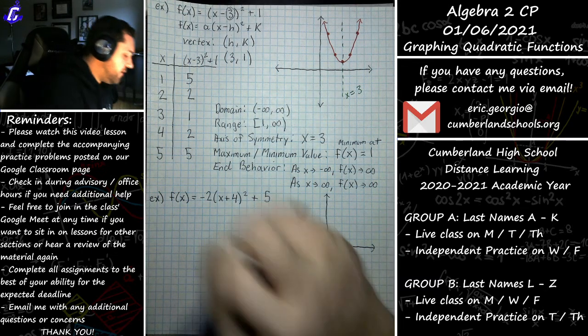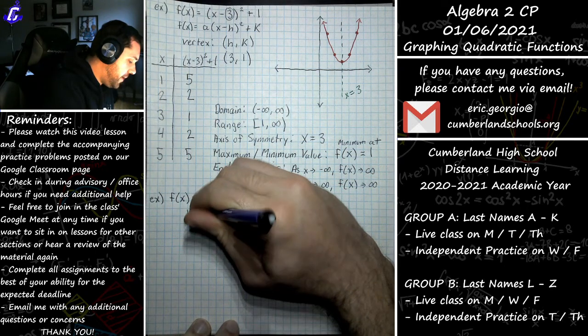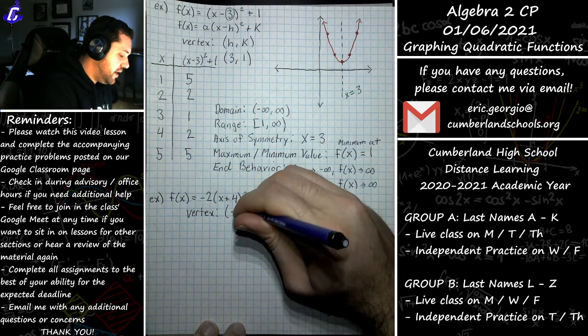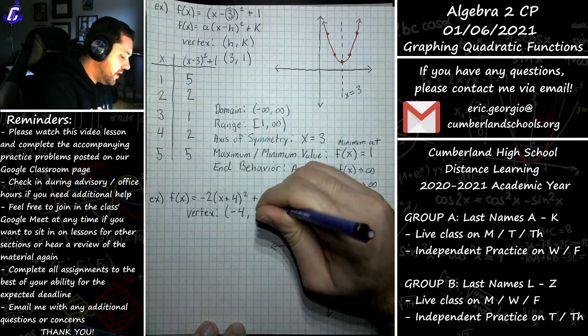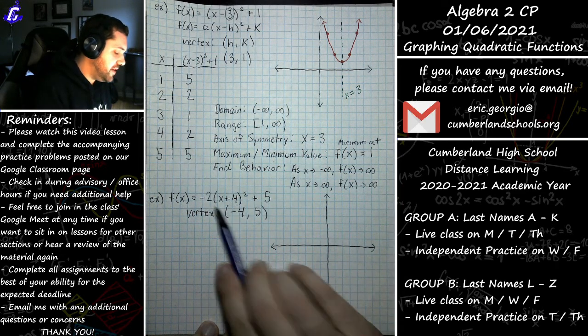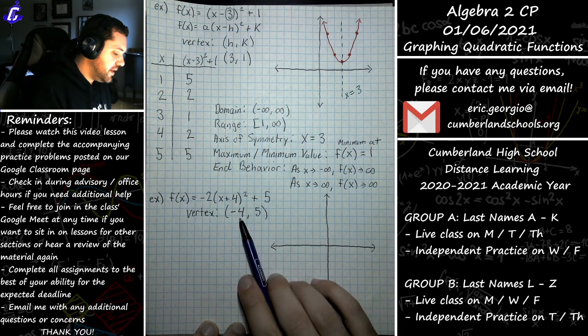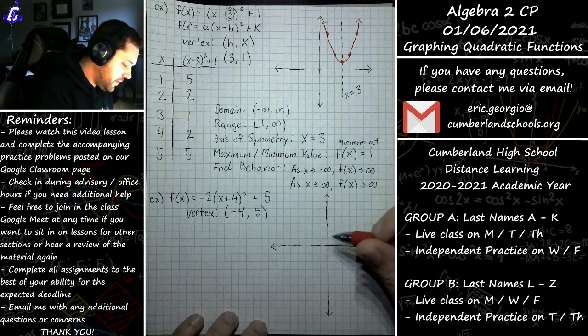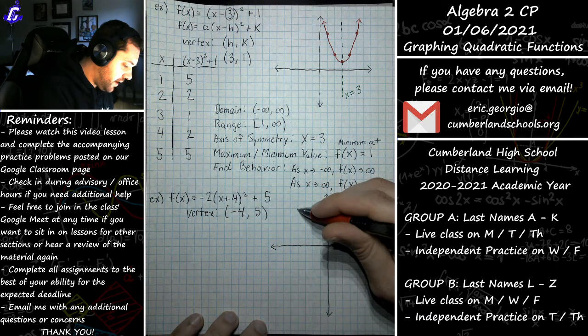We could also find the vertex right away by saying, well, the vertex is h comma k. In this particular case, it would be negative 4 comma 5. Because negative 4 would make this middle piece equal to 0. It's the opposite of this. And 5 translates directly. That's our h and k. All right, so we know our vertex is negative 4 comma 5: negative 1, 2, 3, 4, comma 1, 2, 3, 4, 5 right here.